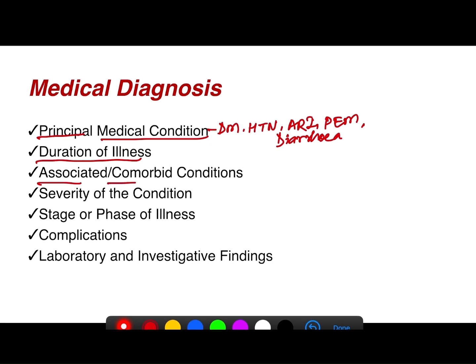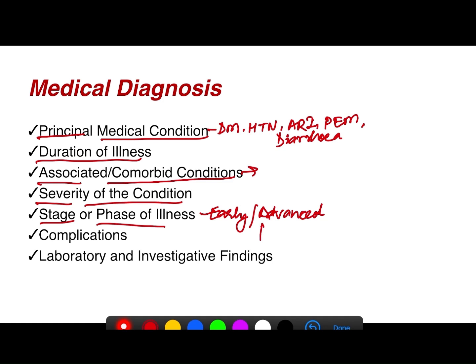What are the associated comorbid conditions in the case? For example, if the case is of diabetes, the patient may also be having hypertension, or may also be suffering from cardiovascular disease, or hypothyroidism. So all these associated comorbid conditions are to be mentioned. We also have to specify the severity of the condition, the stage or phase of illness, whether the disease is in the early stage or in the advanced stage.